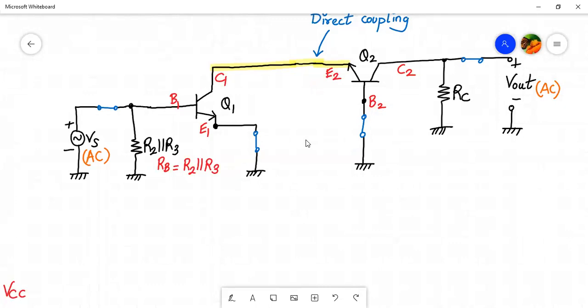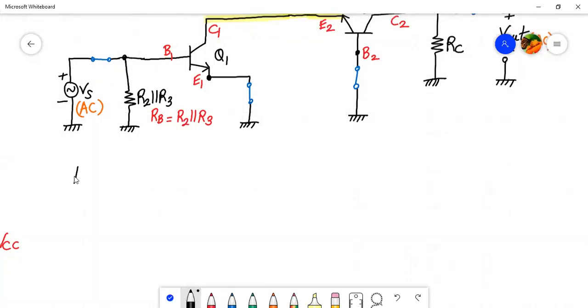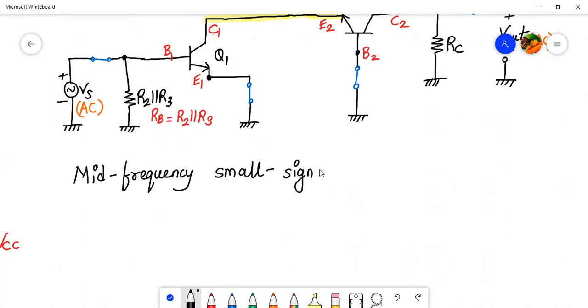And next, what we will be doing is drawing a mid-frequency small signal equivalent circuit. So let us start with the analysis. Let me write it down. Mid-frequency. So what is the difference over here between the AC equivalent circuit and mid-frequency? In the mid-frequency small signal equivalent circuit, your Q1 and Q2 transistors will be replaced by the hybrid pi model. So it is the mid-frequency small signal equivalent circuit.